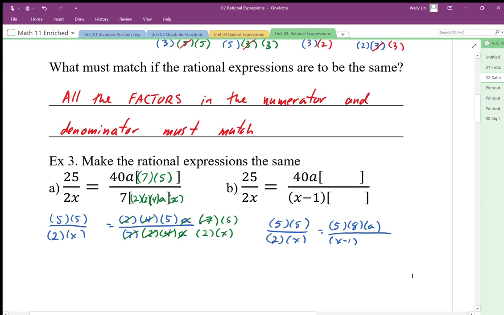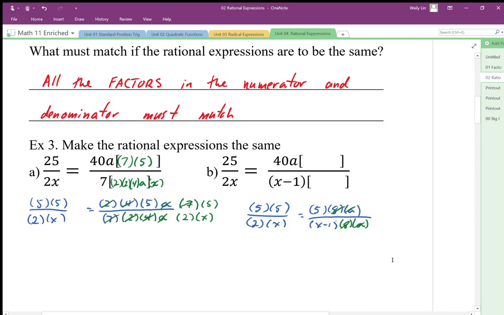So I need to get rid of the times 8 times a, because I don't have a's and 8's up here. So I'm going to do that first. I'm going to get rid of that times 8 times a, cancel those out. I need to get rid of the x minus 1. So I'm going to multiply the top by x minus 1. Now this is a binomial factor, that's all one piece. So these pieces can cancel out.